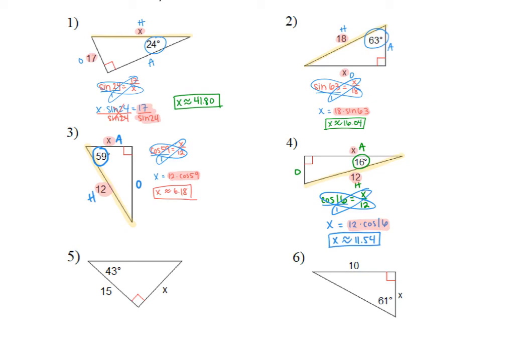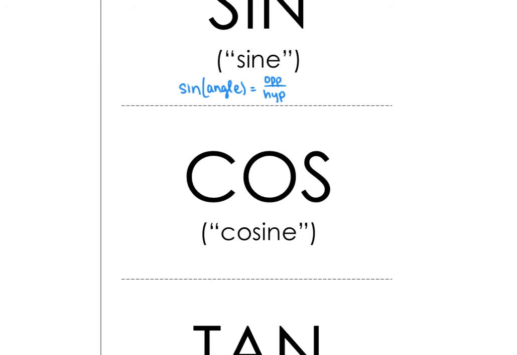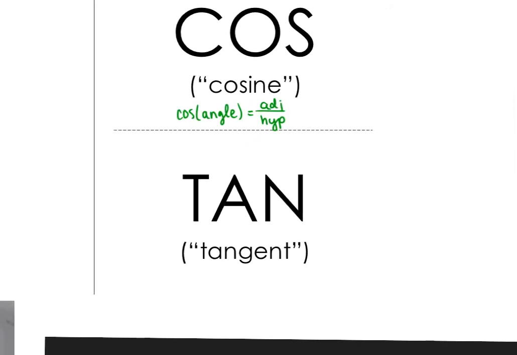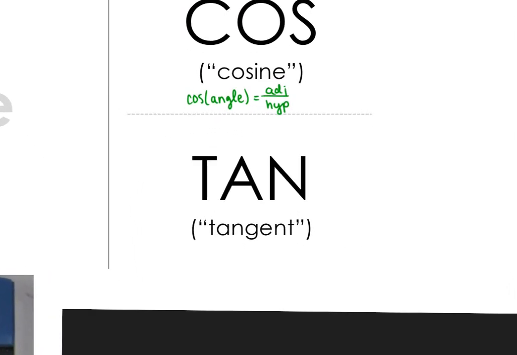Okay, so now let's go over tangent. Actually, let me go to the front here. Cosine is set up similar to the previous one: cosine of your angle equals the adjacent side over the hypotenuse. Looking at tangent, it is abbreviated by just tan. It's set up similarly to the previous ones, but with tangent, the ratio is different.